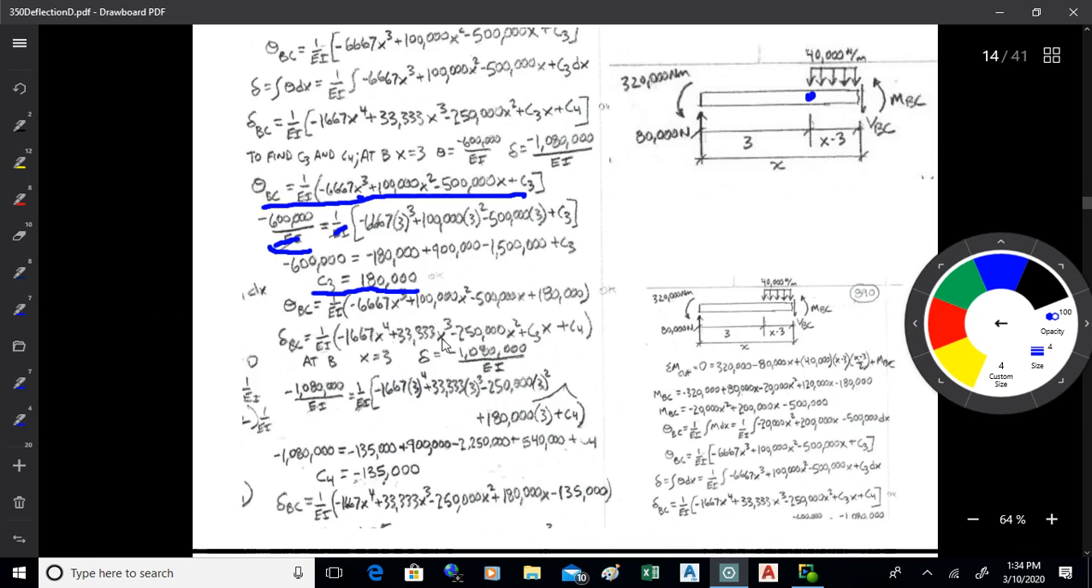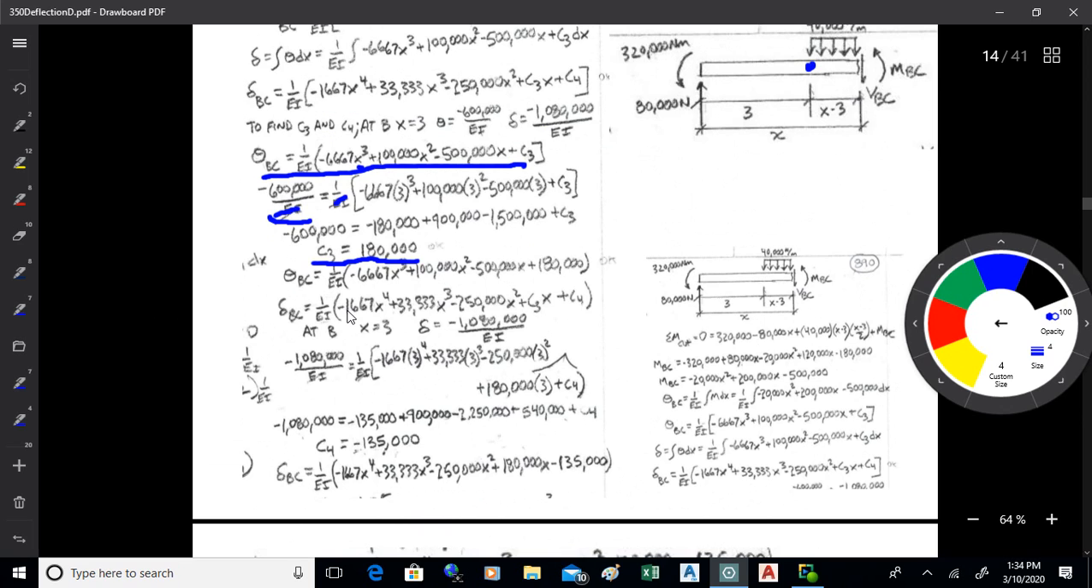Okay, all right. I can do the same thing now. So now I get my full angle equation from B to C. It's right there. So instead of that C3 now, I know what C3 is. It's 180,000. And you can see now why I like keeping that 1 over EI on the outside. It cancels out so many times. It's just a cleaner way to do it. Okay? I'll plug that in later when I need it.